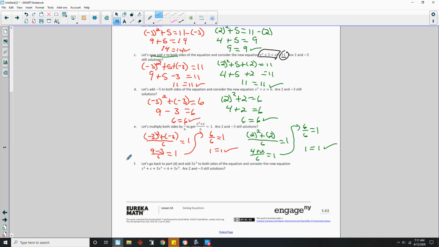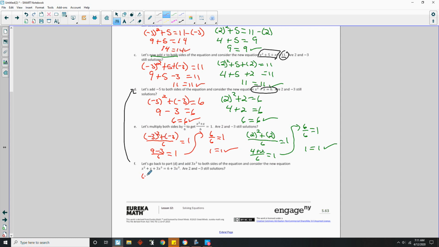Okay, now it says let's go back to part D. Part D. So we're going to take this equation and add 3x cubed to it. So it's 3x cubed plus x squared plus x. So it's x squared plus x plus 3x cubed. They put it at the end. It doesn't matter. Commutative property of addition. And then 6 plus 3 plus x is right here. And we're going to check these two numbers again.